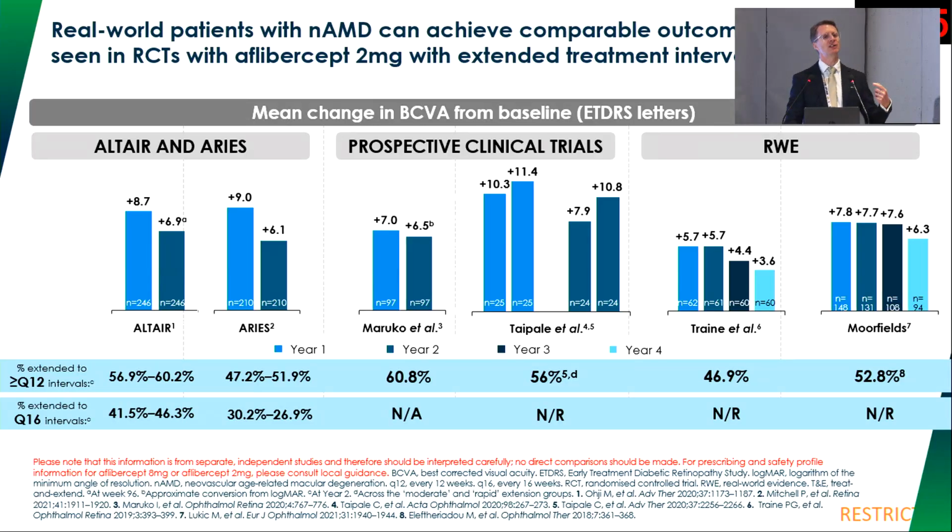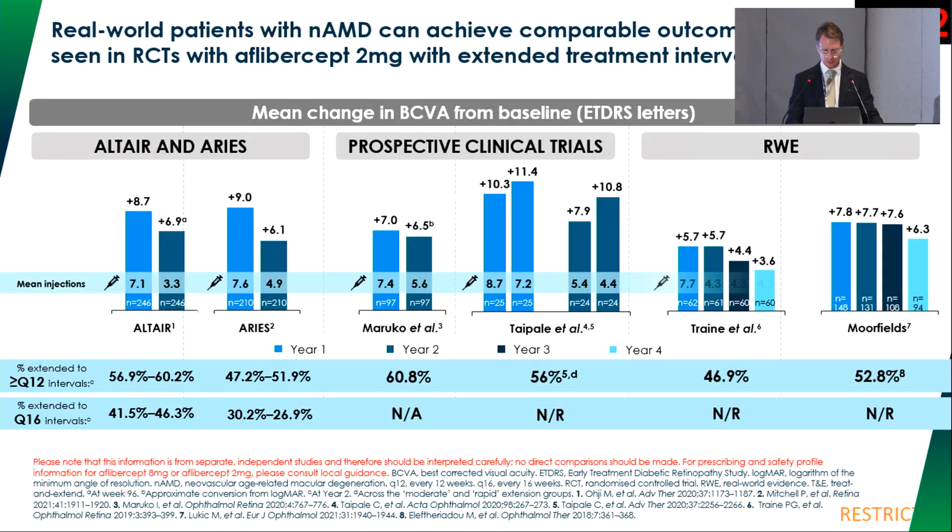But it's not just randomized clinical trials, it's also real world evidence that supports this. On the left hand side here you can see 2 key trials, ALTAIR and AIO, studying aflibercept 2 milligrams. And on the far right hand side, real world evidence from Moorfields, where we see that there are still good visual acuity gains through year 4. But indeed, there are still a number of injections required, perhaps 3 or 4 in the final 3 or 4 years.